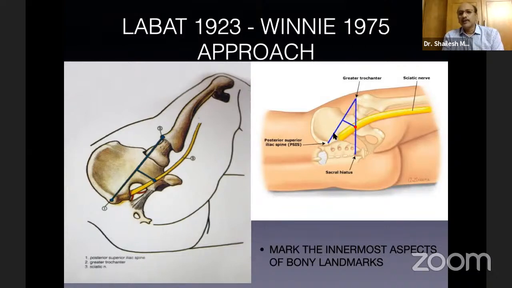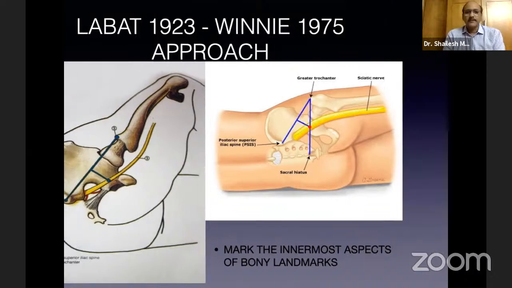Now, most important here is to mark the greater trochanter. You have to feel the greater trochanter from the inner aspect, walk over the greater trochanter, and when you stop feeling the bone, at the medial end of that, mark that point. Even here, once you feel the iliac crest, go behind. As soon as you stop feeling the bone, mark that point, so that this line is much shorter. The shorter this line, the more accurate your landmarks are. Now, this is to mark the innermost aspects.